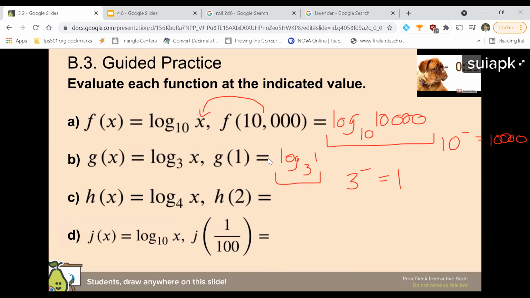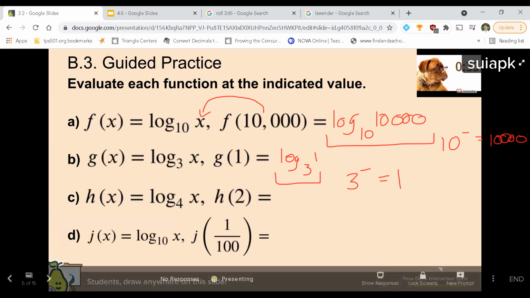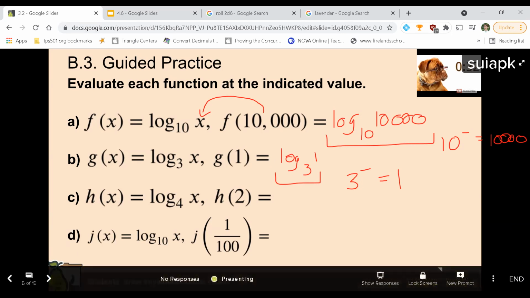C and D require you to remember your exponent rules. To be honest, B does as well. B, C, and D are all required to know your exponent rules. So if you look at your notes from Friday with the exponent rules on there, it might help you out.